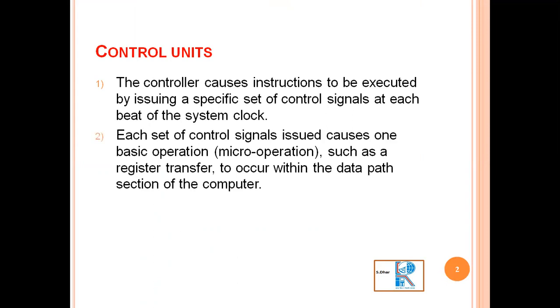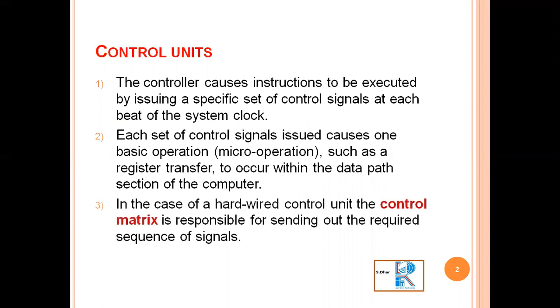And we know that each control signal does a specific type of micro operation. The objective of the control unit design means that we have to design the sequence of the control signals such that the data paths are open and different types of instructions are executed. That is the main objective of designing the control unit.